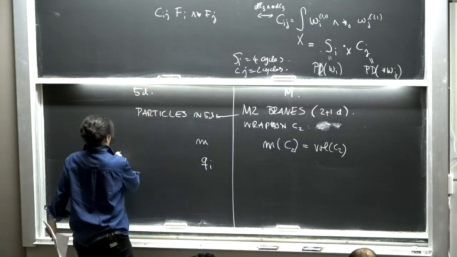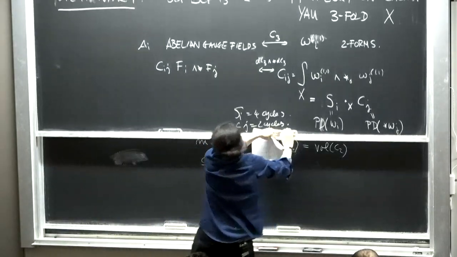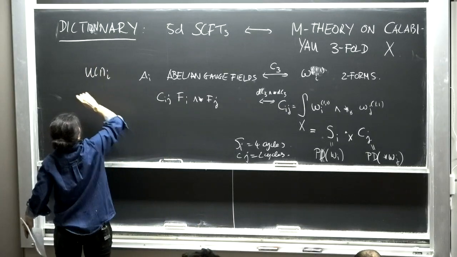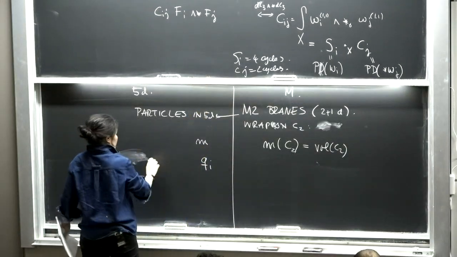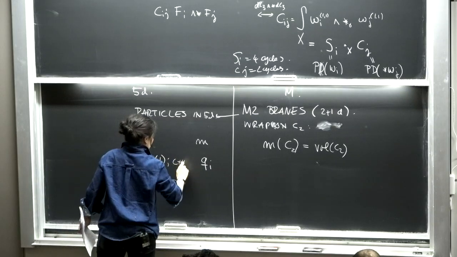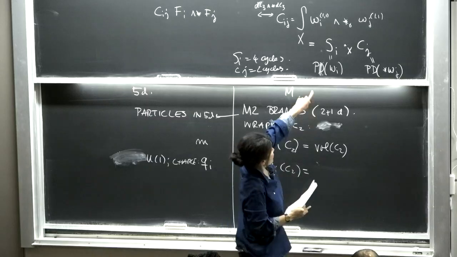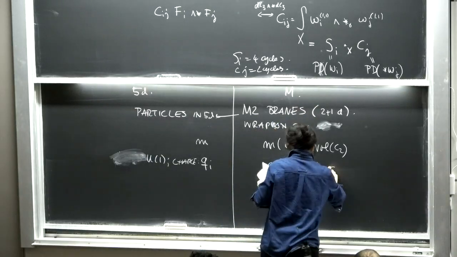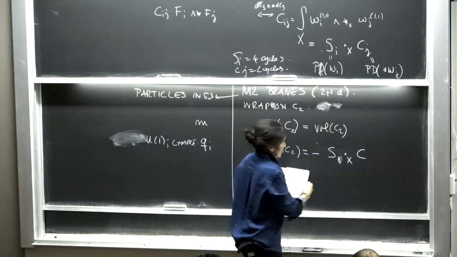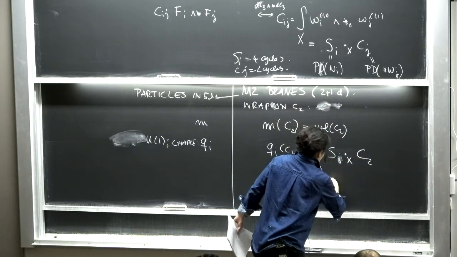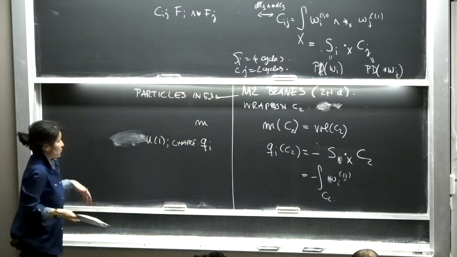And it will also carry a charge under one of these gauge fields, A^I, gauge charge, or we call these U(1)_I. So this is the U(1)_I charge. And that's calculated by taking this curve and essentially intersecting with the suitable divisor. This is minus S_I dot C. And so this is nothing other than integrating omega_I^{(1,1)} over C. So that's some very basic things.